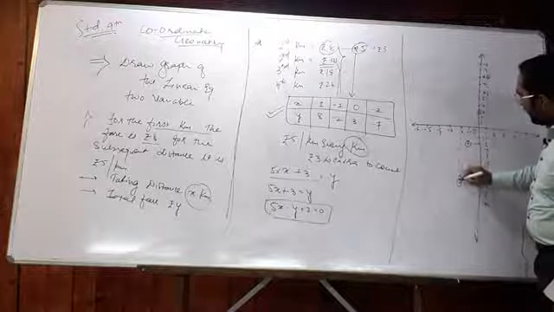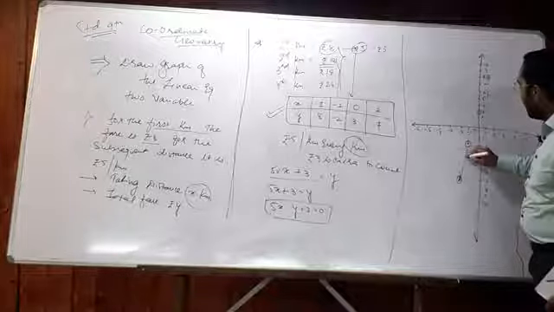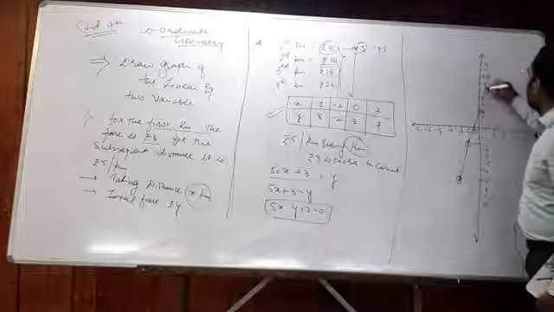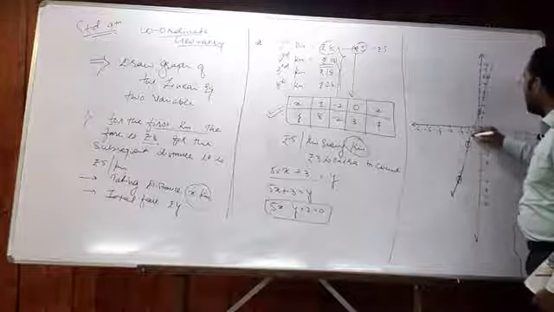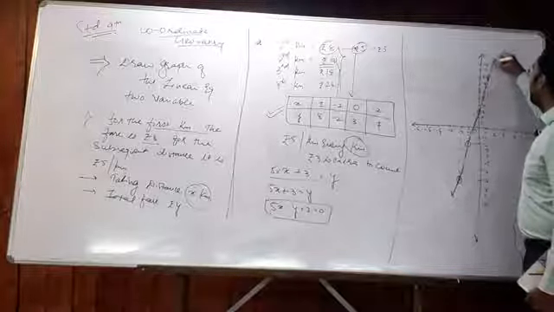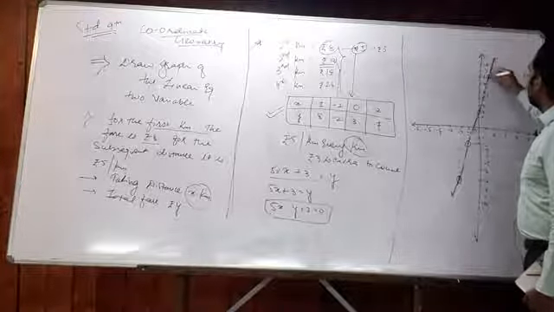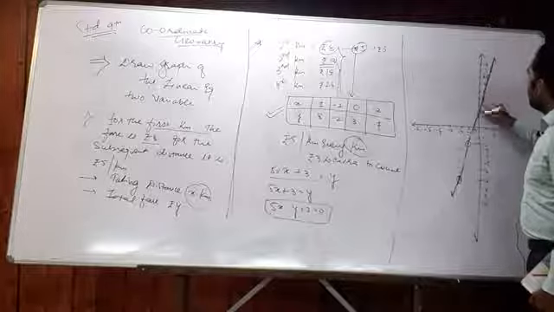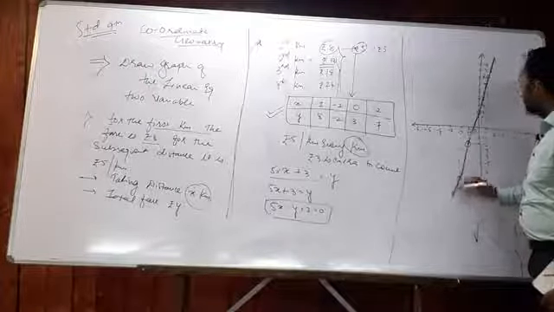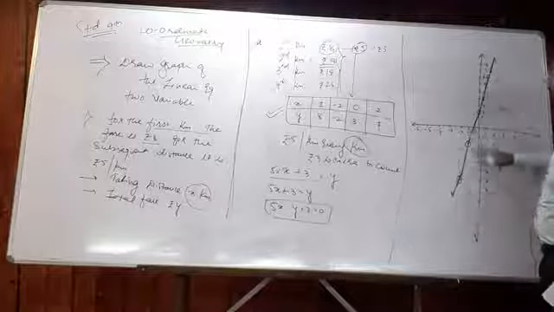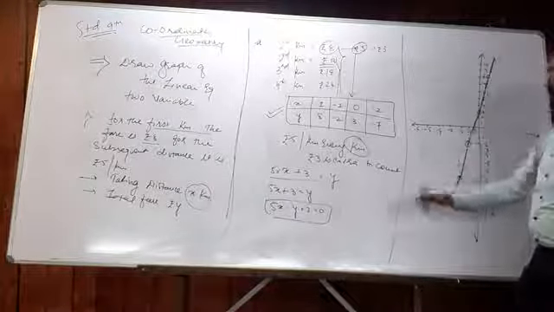Okay, students. Now join all the coordinates. You found that there is a straight line. That is represent the equation. Students, here you have to see that my answer is a straight line. Okay, this is my linear equation in two variables, and this is my line of this equation. This is my graph of this equation.